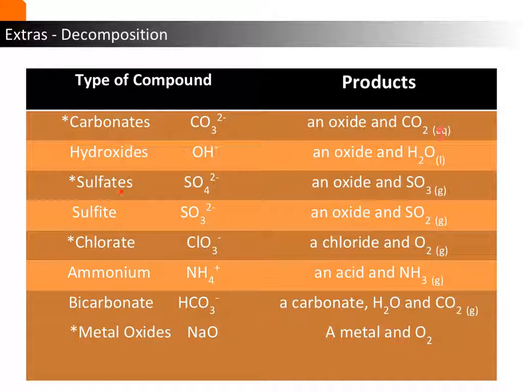Now, the sulfates that you'll see will be broken down into a metal oxide and SO3 or sulfur trioxide gas. Any chlorate gets decomposed and you get the metal chloride and the oxygen gas. And finally, any metal oxide that gets decomposed will break down into its metal and O2 gas.